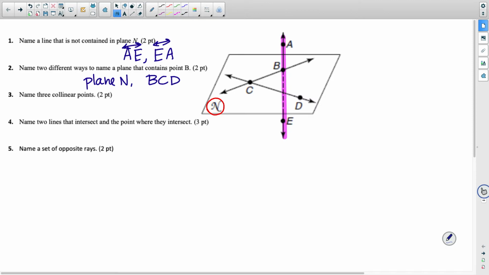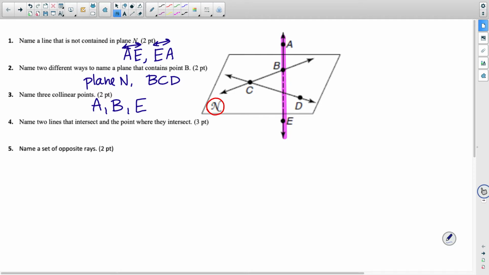Okay, name 3 collinear points. So we're looking for 3 points that are on the same line. So this would be point A, point B, and point E. Excuse me, not C. A, B, E.